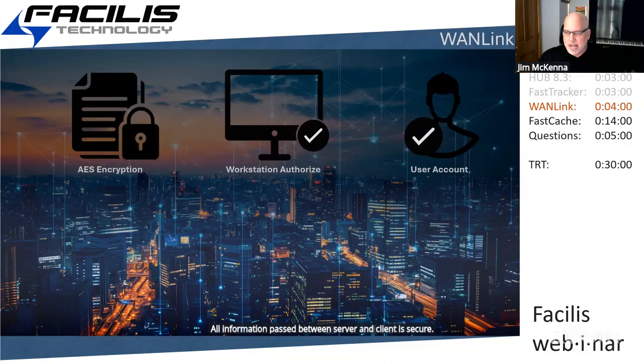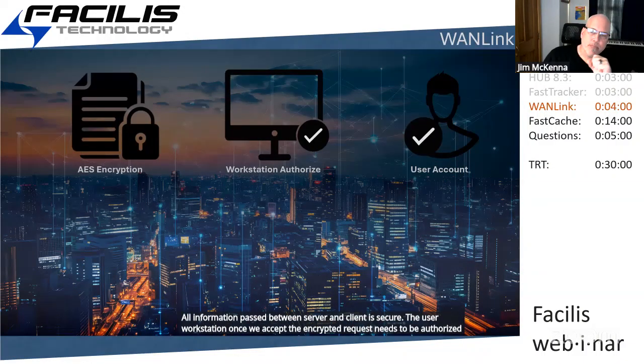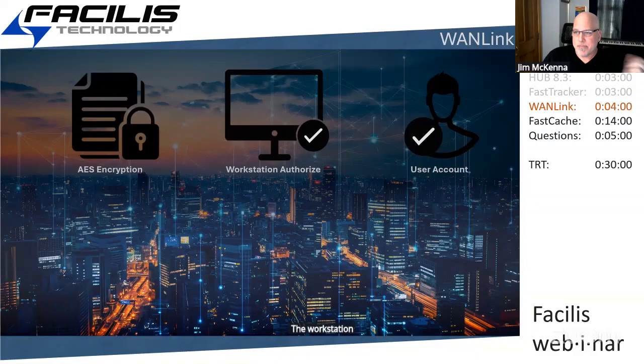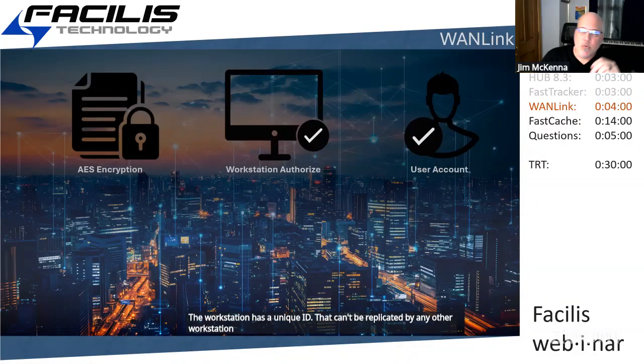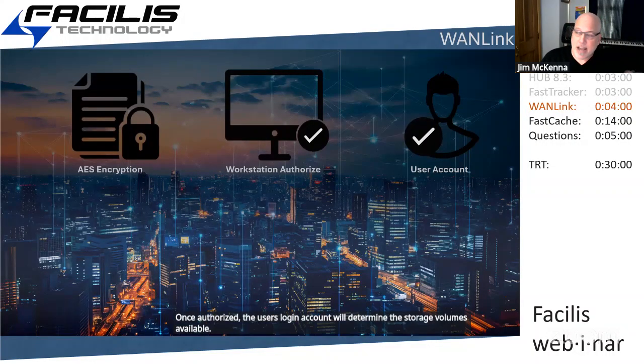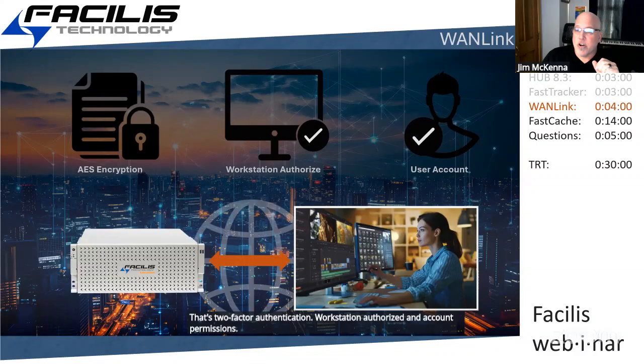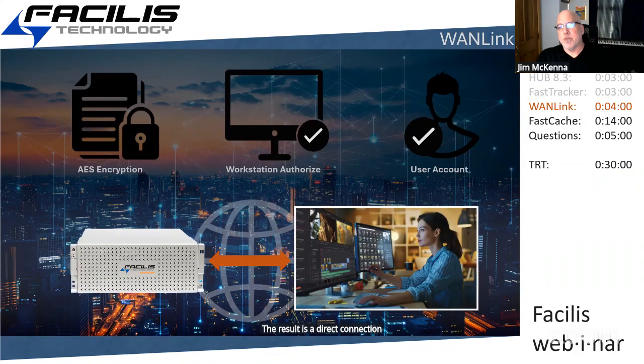The user workstation, once we accept the encrypted request, needs to be authorized by the administrator. The workstation has a unique ID that can't be replicated by any other workstation in the world. Once authorized, the user's login account will determine the storage volumes available. That's two-factor authentication: workstation authorized and account permissions. The result is a direct connection to the server over the internet with speeds only limited by your upload and download link.